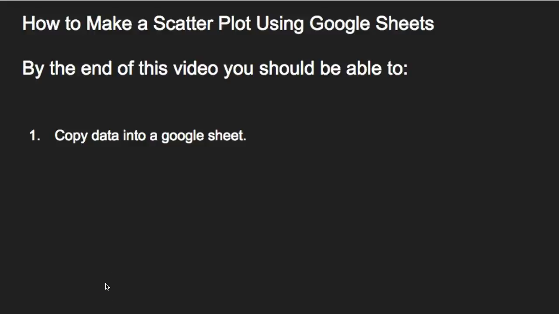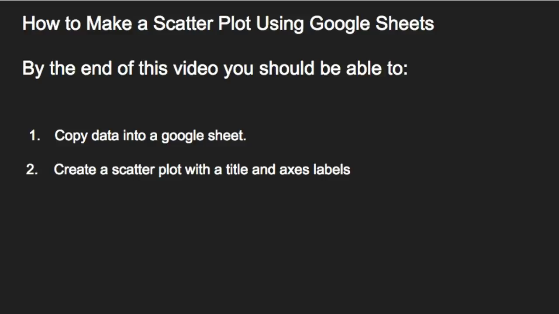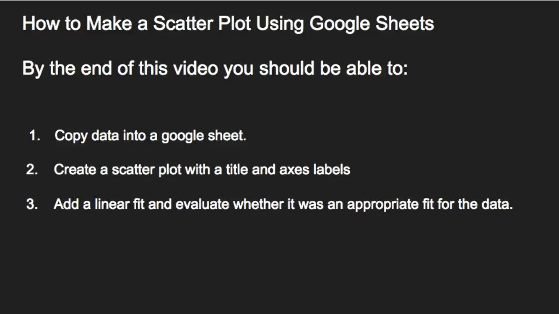This video is how to make a scatter plot using Google Sheets. By the end of this video, you should be able to copy data into a Google Sheet, use Google Sheets to create a scatter plot with the title and axis labels, add a linear fit and evaluate whether it was an appropriate fit for the data, and to save a copy of the graph to your drive.